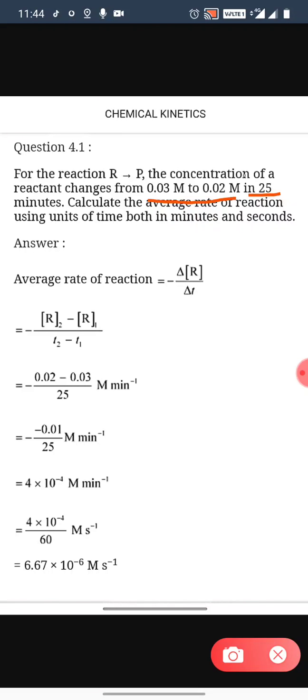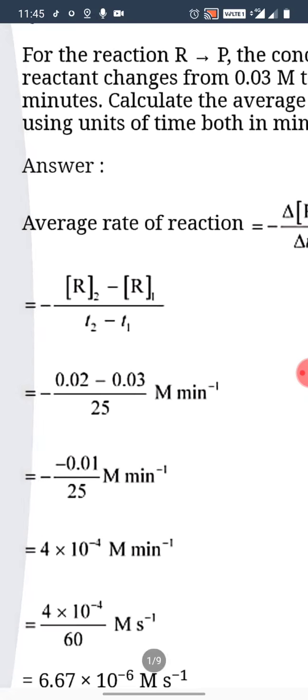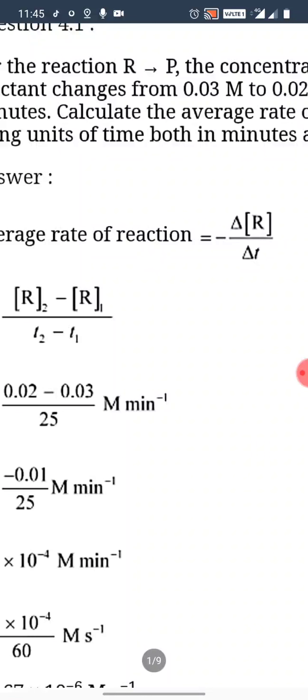So average rate, you have already done this formula. It is equal to delta R, that is change in concentration. Since here the reactant is R, it is written with respect to R only, delta R upon delta T. So delta R is equal to R2 minus R1 upon T2 minus T1. So delta R, that is R2 minus R1, can be written as 0.02 minus 0.03, and the negative sign is already present here.